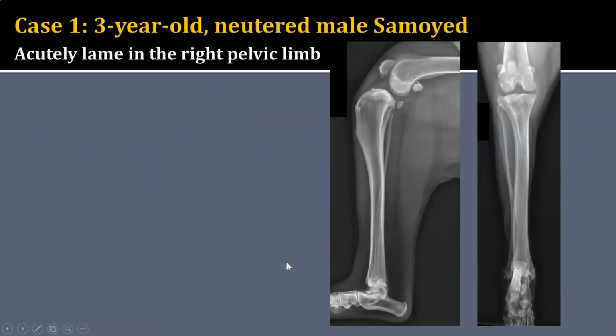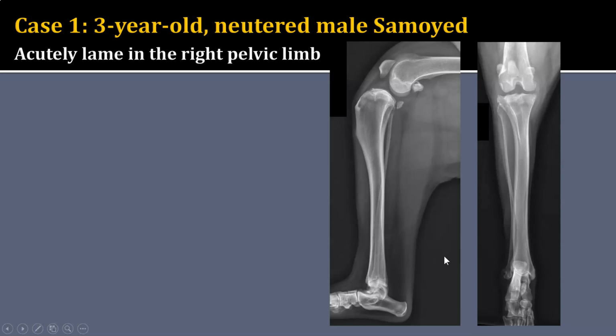Let's start with case 1, which is a 3-year-old neutered male Samoyed who is presenting for acute lameness in the right pelvic limb. If you look at the images, we have orthogonal views of the crus, and these views were actually made, if you look on the lateral, in that TPLO view that I talked about before, where the stifle is in 90-degree flexion and the tibiotarsal or tarsal crural joint is in 90-degree flexion. This is a nice lateral view, and then this is our cranial caudal view. And notice both views include the joint above and the joint below, and it's a really good exposure, so a good study.